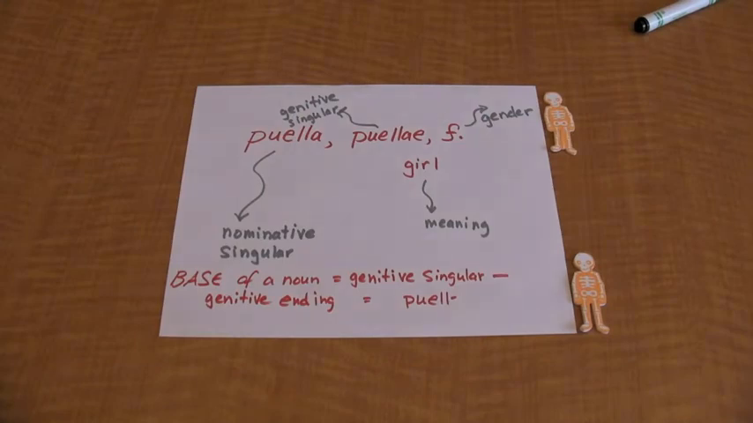Here's the vocabulary entry for the noun puella. A vocabulary entry for a Latin noun will give you 4 pieces of information: the nominative singular, the genitive singular, the gender, and the meaning. To determine the base of the noun, we take the second part of the vocabulary entry, the genitive singular, and we take away the genitive singular ending. For the first declension, the genitive singular ending is the letters A, E. So the base of the noun puella is the letters P, U, E, L, L.